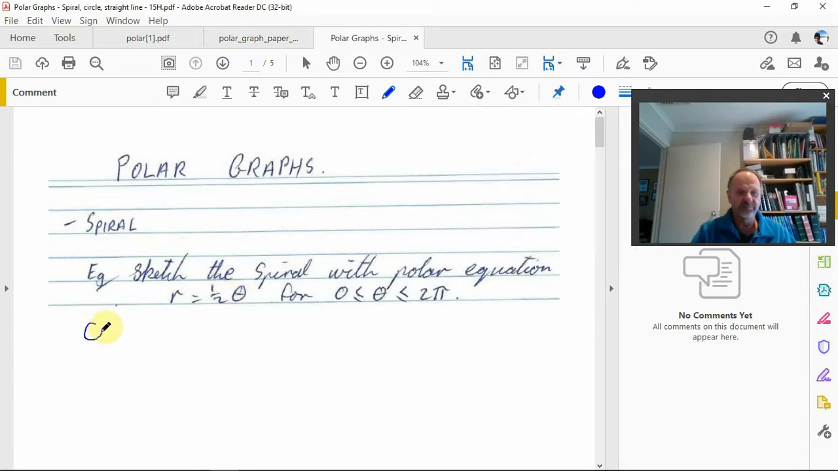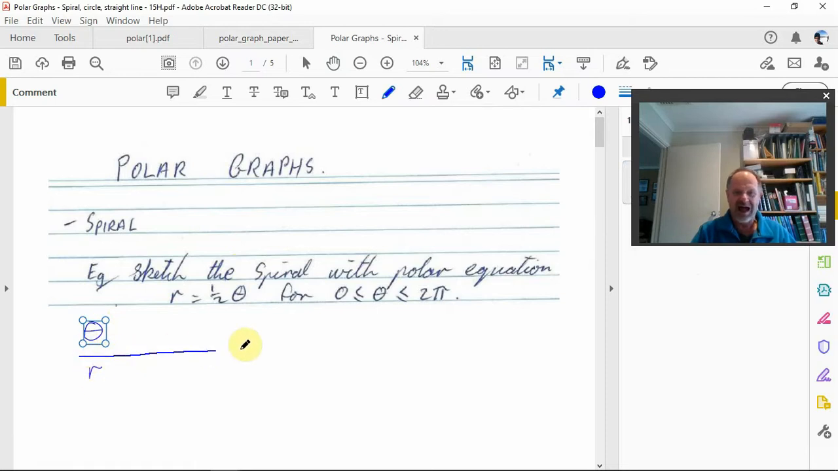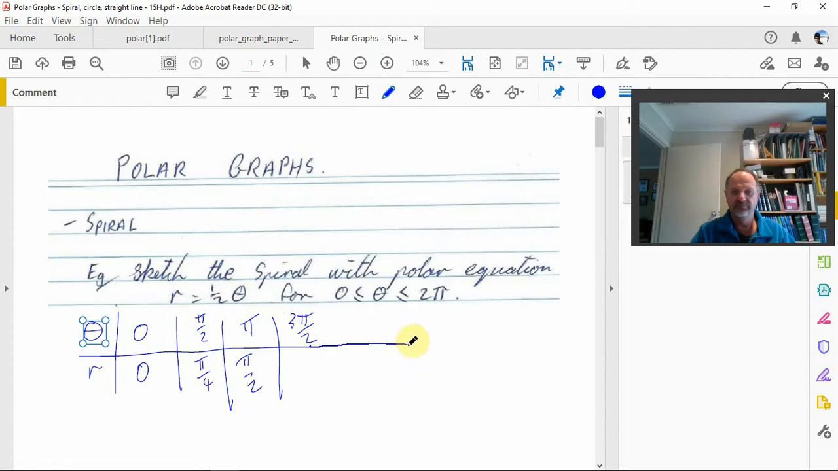If we have a look at our coordinates, our theta and our r, when theta is 0, r is half of that, which is still 0. When theta is pi on 2, r would be half of that, which is pi on 4. When theta is pi, r is half of that, pi on 2, and so on. So 3 pi on 2, half of that, is 3 pi on 4. And then going around the whole circle, 2 pi, half of that is pi.